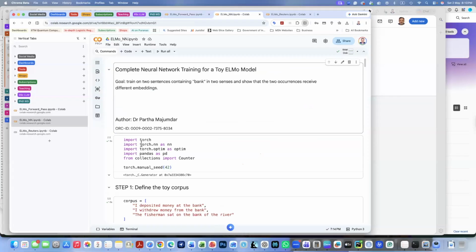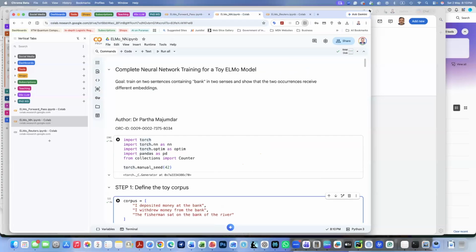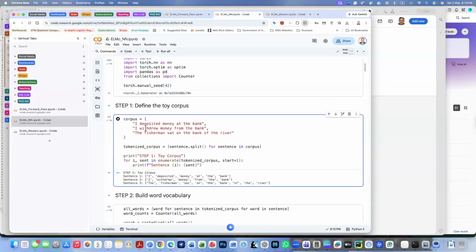For the neural network training, I start by getting the data. And you see here, intentionally, I have kept 3 sentences. One is "I deposited money at the bank," another is "I withdrew money from the bank," and the third is "the fisherman sat at the bank of the river." Why is this done intentionally? These 2 sentences contain "bank" in the financial institution context, whereas this is a geographical context. So these 2 representations should show me a bank in the financial institution context, and this one should be different. Let's see whether it can do that or not.